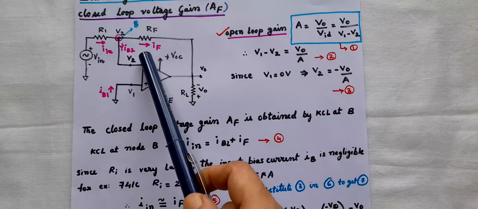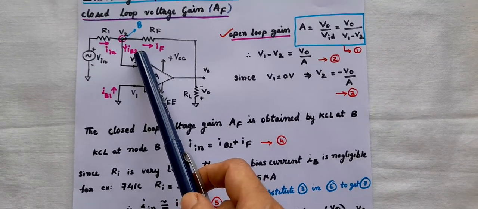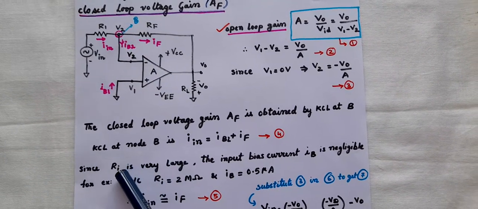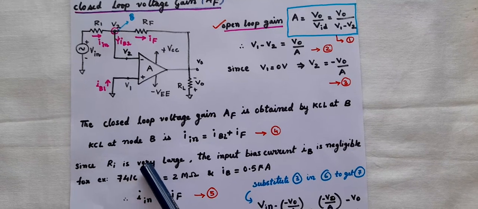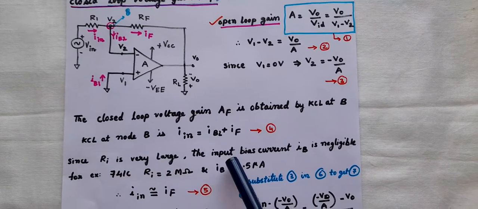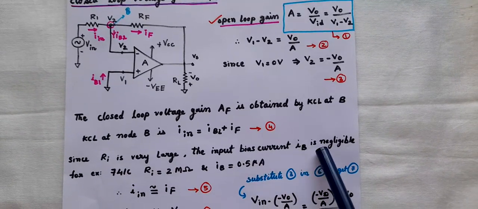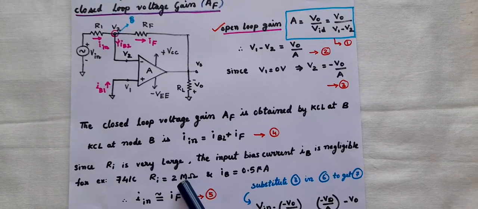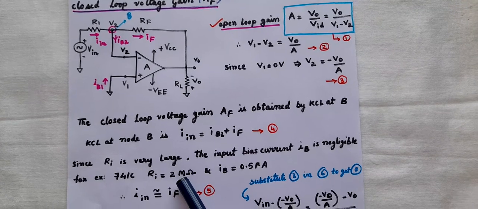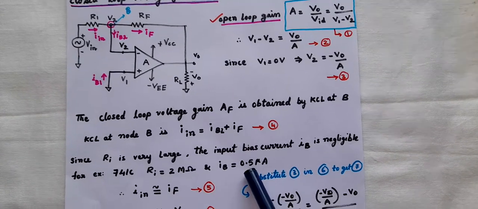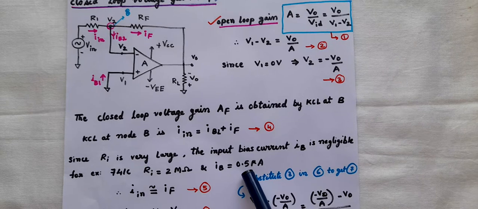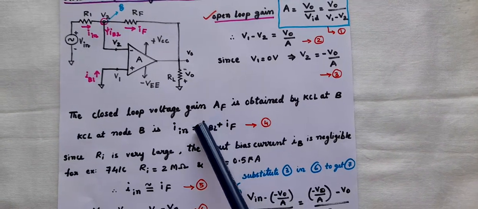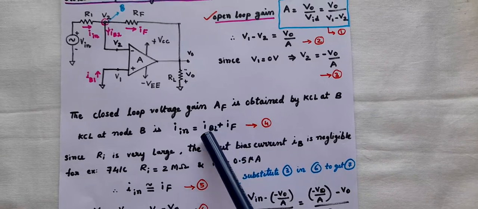What is IB2? It is an input base current which is very small. Why is it small? Because the input resistance Ri is very large, so the input bias current IB is negligible. For 741C, how much is Ri? It is around 2 mega ohms, and so IB is a very small value, equal to 0.5 microamperes. So in this KCL equation, IB2 can be neglected.